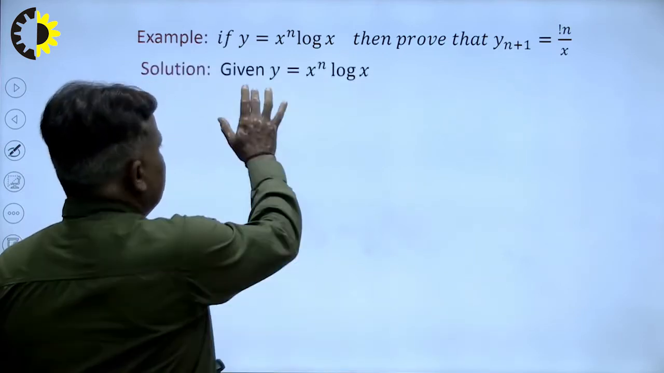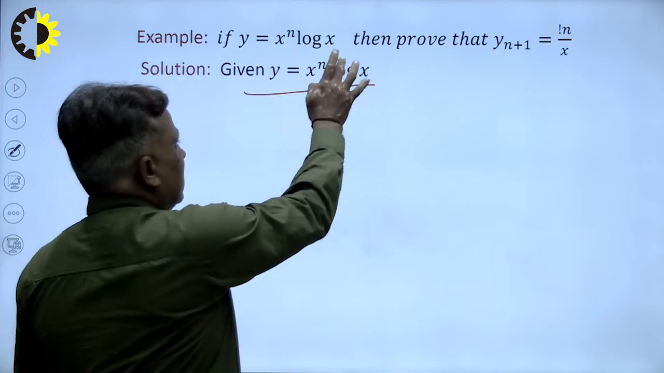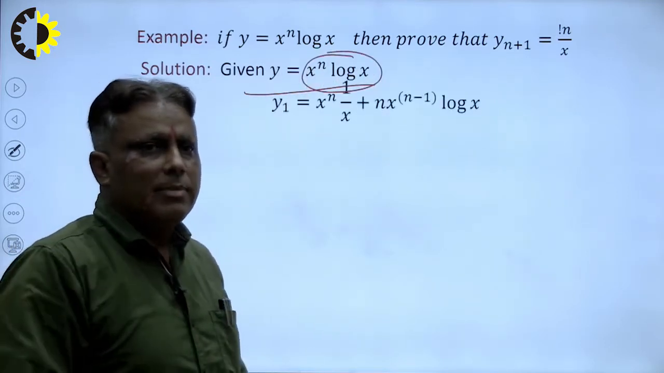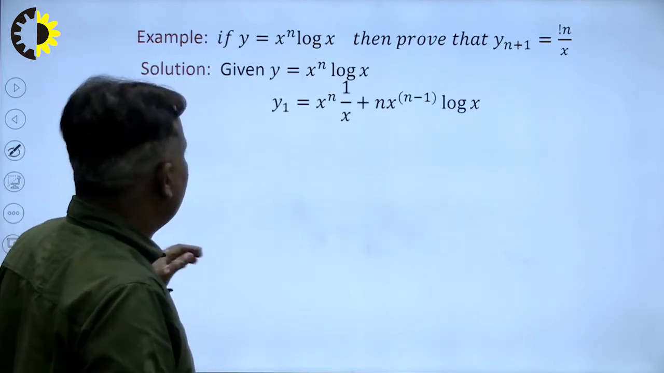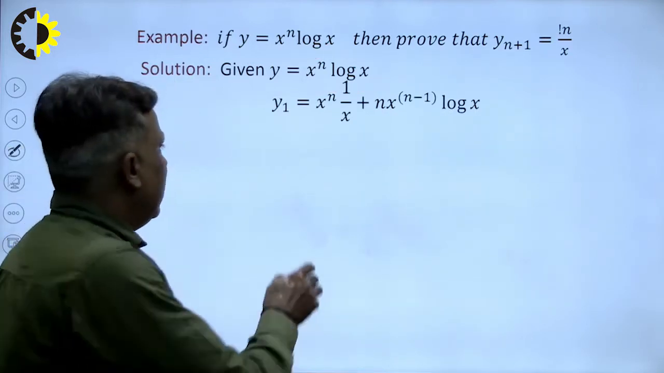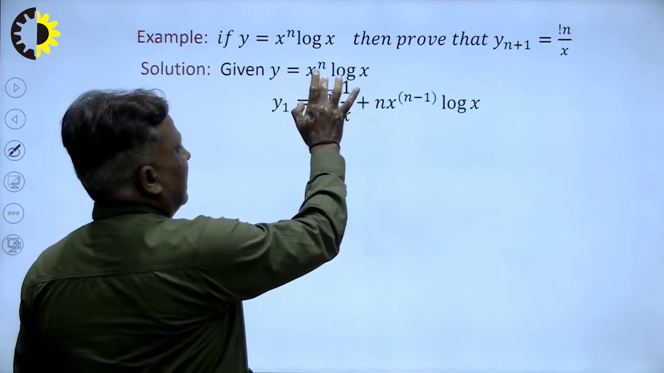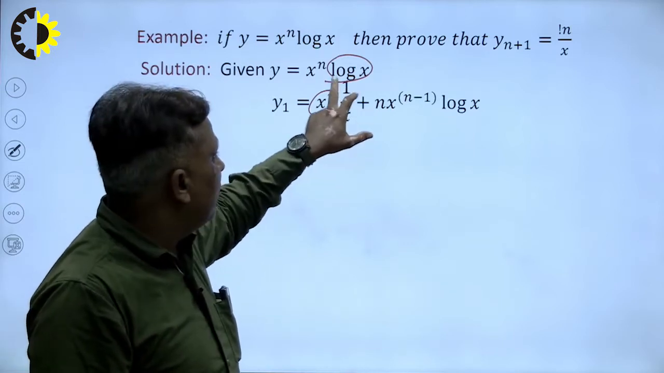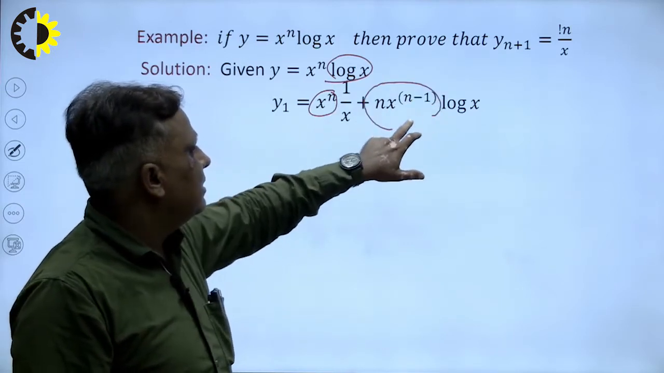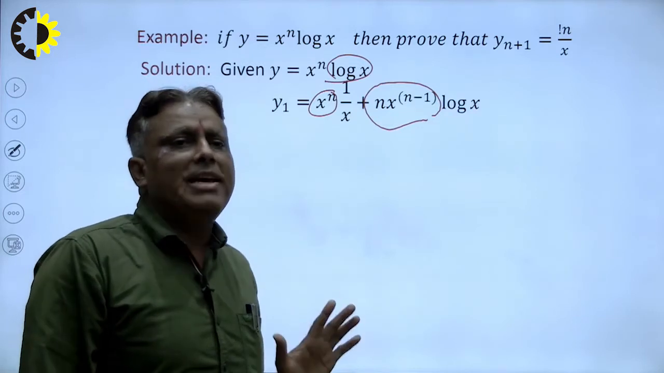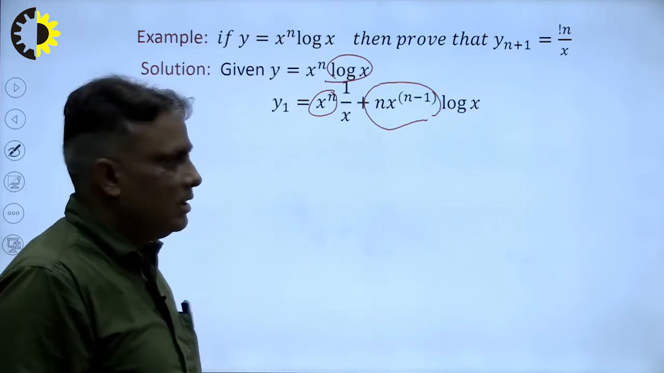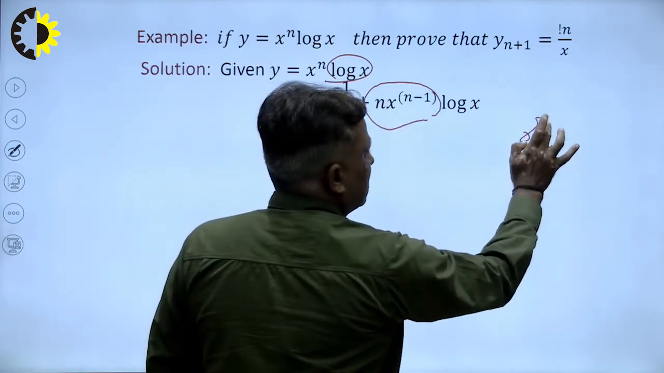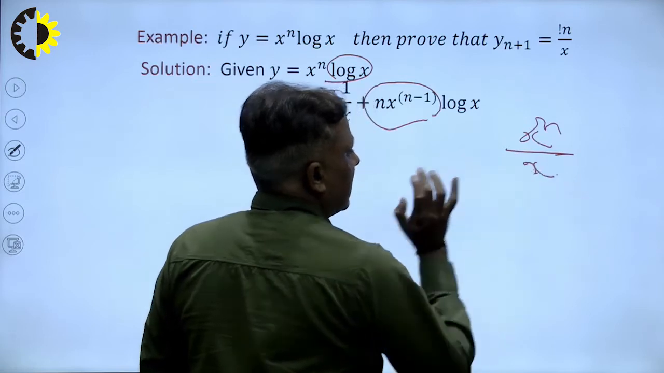This is the given condition, and there are two functions, x raised to the power n into log x. Suppose I want to calculate y1, the first derivative of y, with the help of the product rule. x raised to the power n as it is, and differentiation of log x is 1 upon x, I write here, and differentiation of x raised to the power n is n times x raised to the power n minus 1, and log x as it is. That means I apply simple product rule here. Now x raised to the power n minus 1 can be written as x raised to the power n upon x.